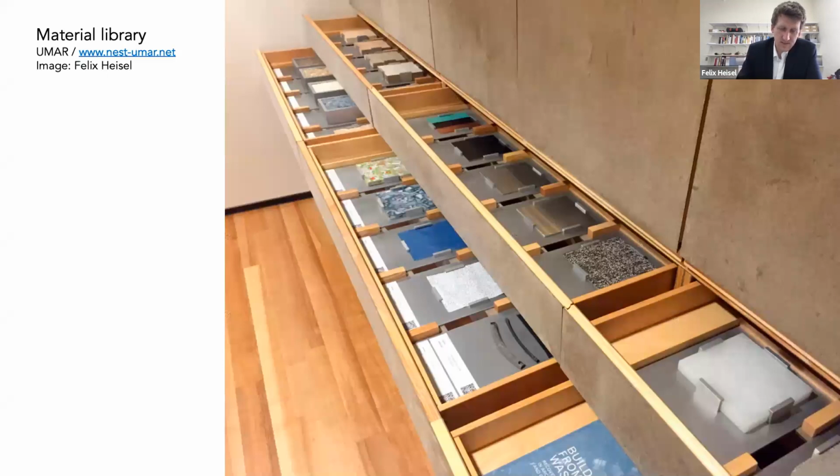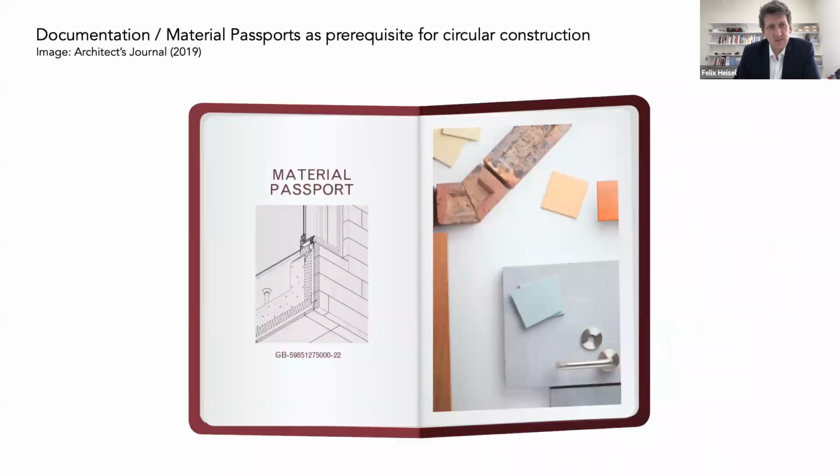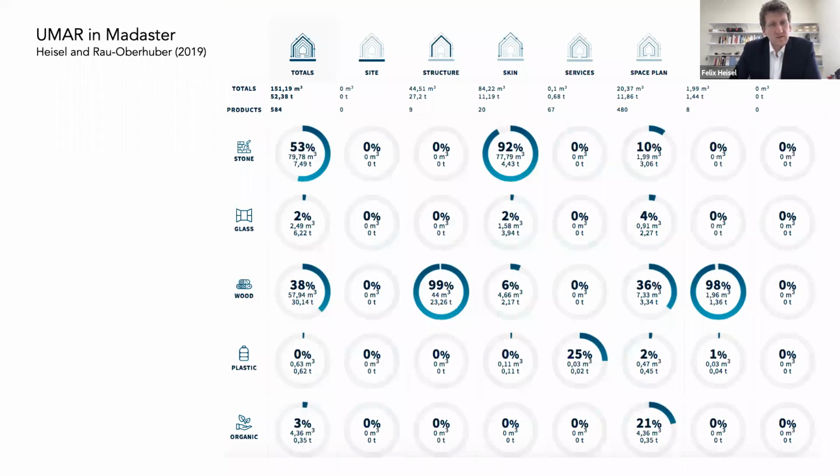And then the last part that I mentioned at the very beginning is documentation. So we have a kind of physical library of all the materials used in the building. We have a digital version of that with all the specifications. And then, of course, we worked on material passports and building passports for this structure and documented all of this. In this case, the example is Madaster, which is a Dutch foundation that is very influential in Europe at the moment to develop material passports.